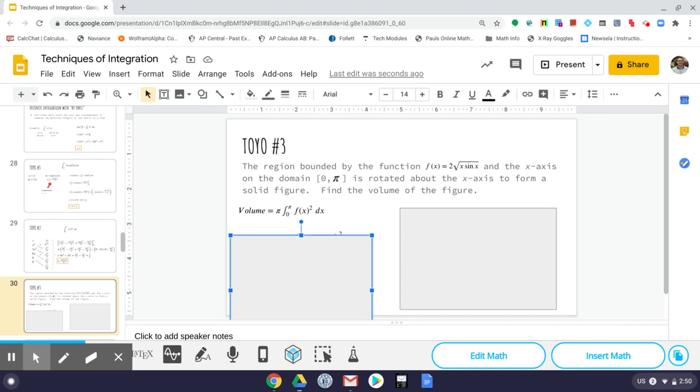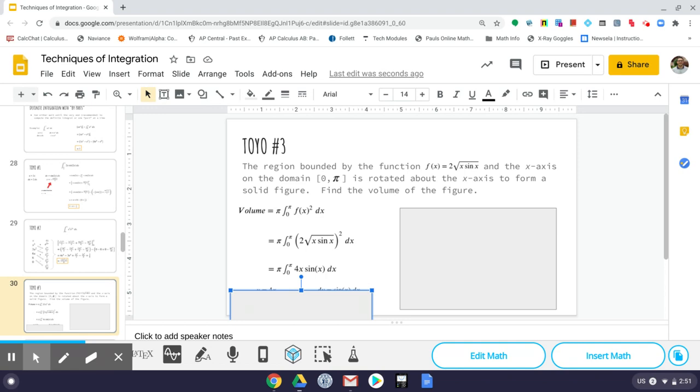So I'm going to be adding a bunch of little volumes together to get a full volume at the very end. So I know that my function is 2 times the square root of x sine x. This actually works out really nicely because I'm going to be squaring the square root. So I'll square that whole thing, right? So the 2 gets squared as well. And so I do get that is equal to pi times the integral from 0 to pi of 4x sine x dx.